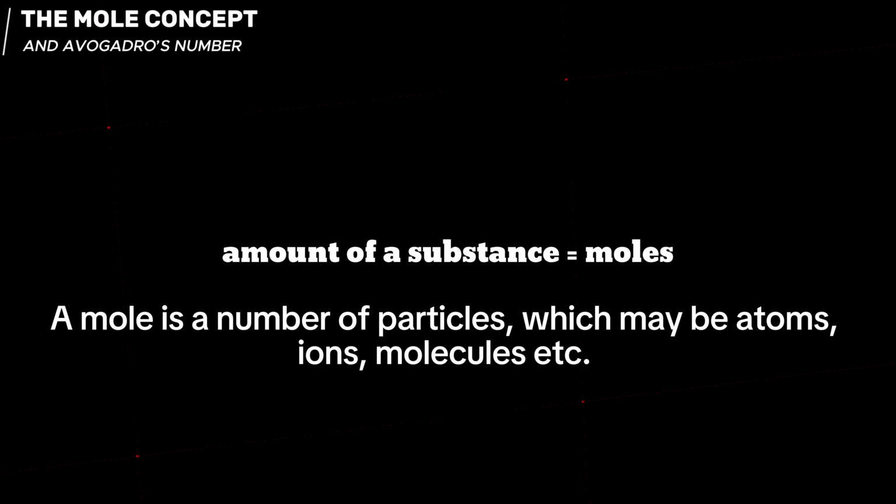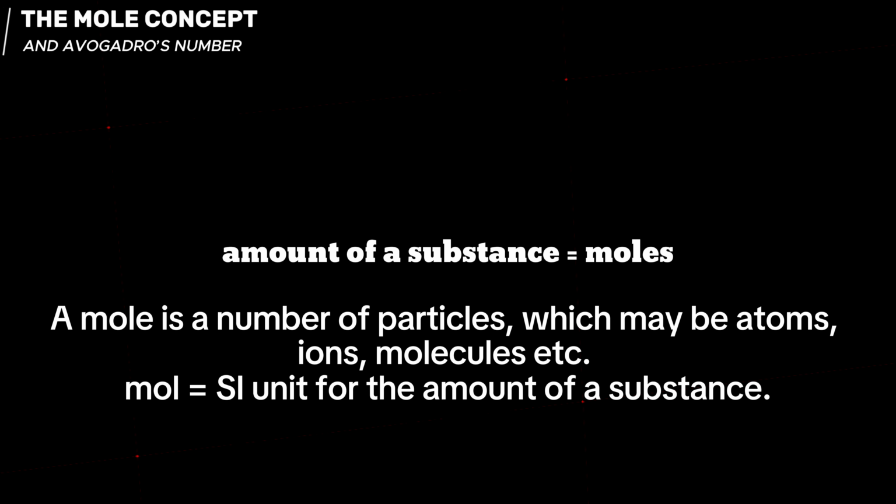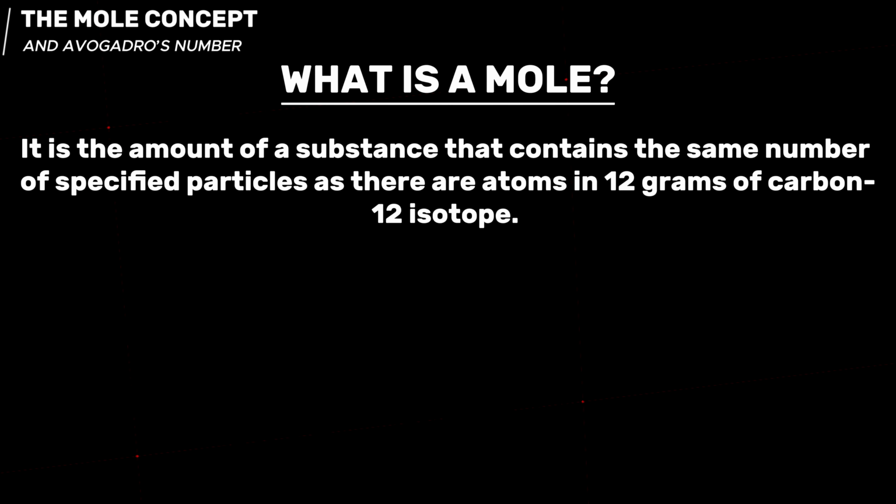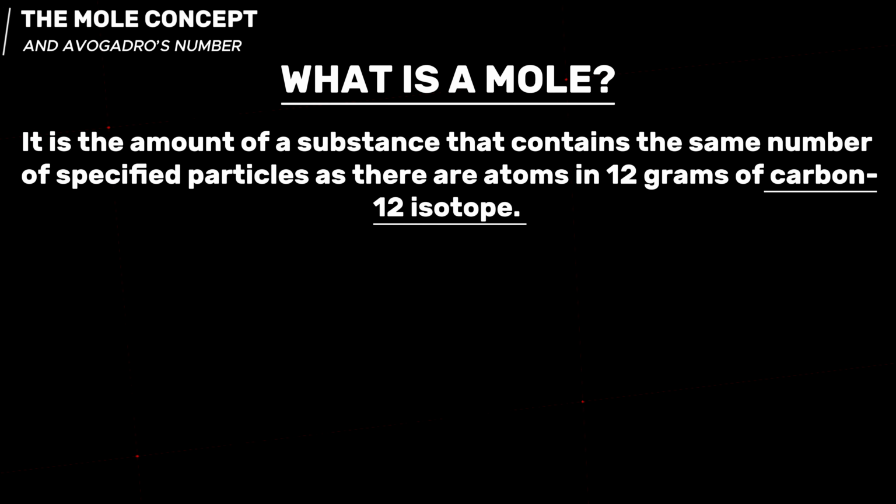In chemistry, the amount of a substance is measured in moles. A mole is a number of particles, which may be atoms, ions, or molecules. The mole is the SI unit for the amount of a substance. So what is a mole? A mole is the amount of a substance that contains the same number of specified particles as there are atoms in 12 grams of carbon-12 isotope.